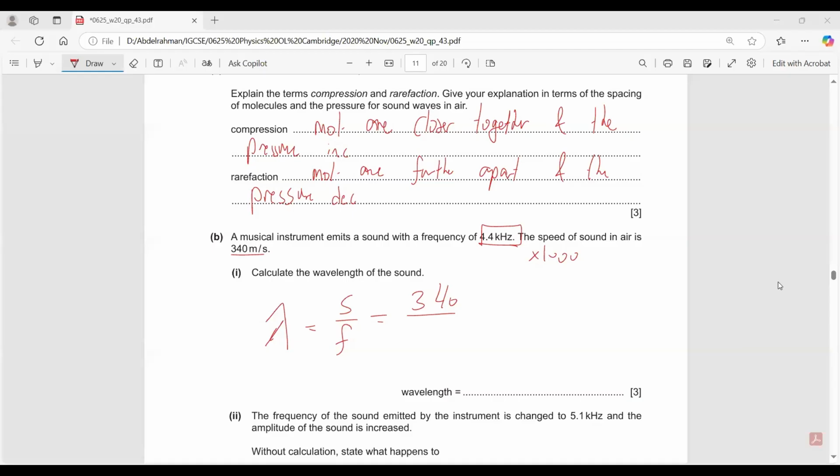You have to take into consideration that the frequency is in kilohertz, so you multiply it by 1000, and therefore the frequency is 4400 hertz. 340 divided by 4400 would give you a wavelength of, let's calculate it, 0.077 meters.